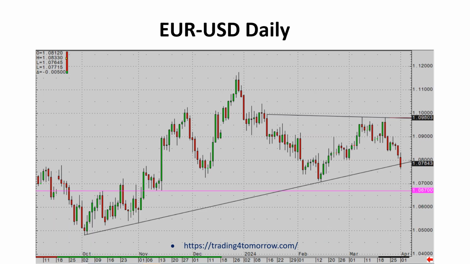Euro against the dollar, I've got resistance at 109.80. I've got support at 107.84. It's broken just through there at the moment, but let's see if it manages to close back above that or not. And then I've got a breakout level on the downside at 106.70.